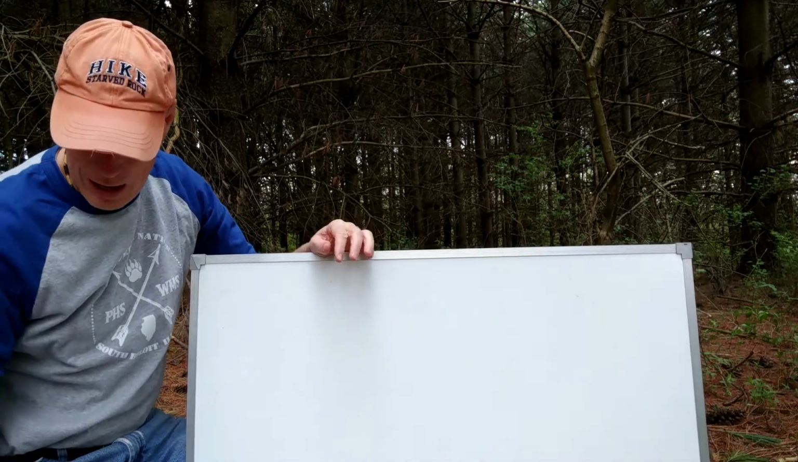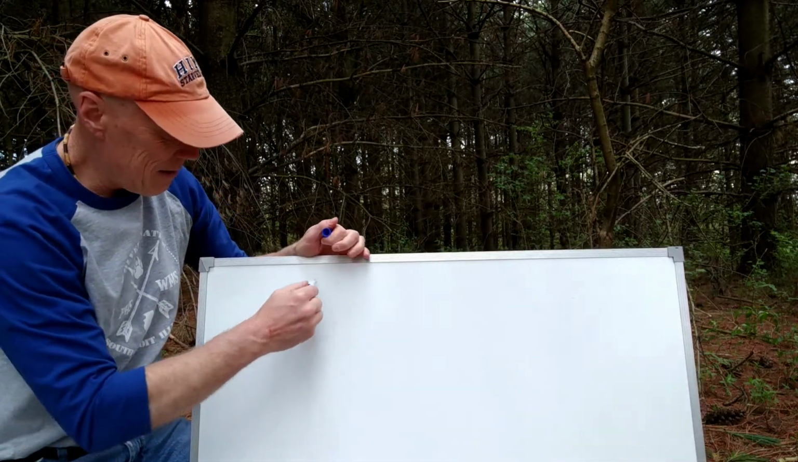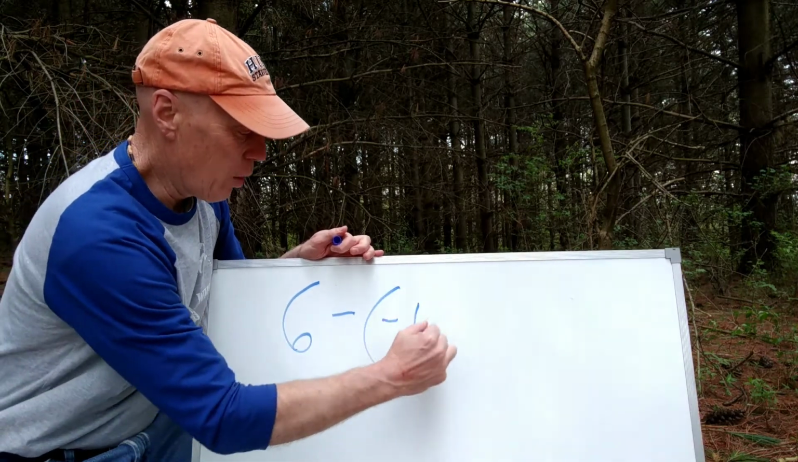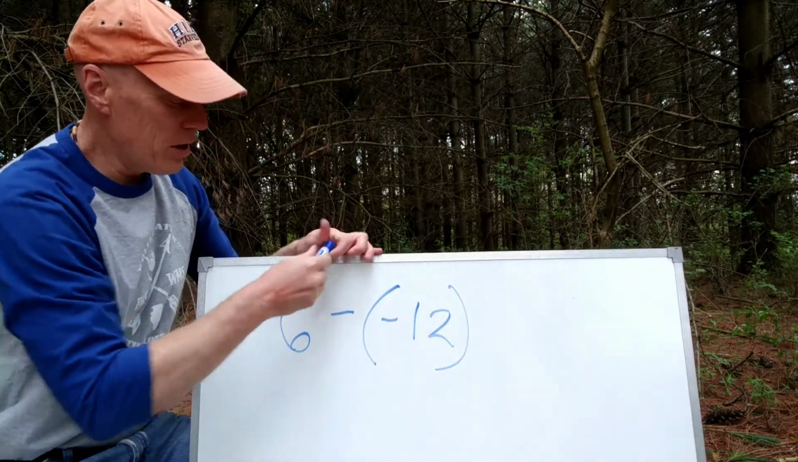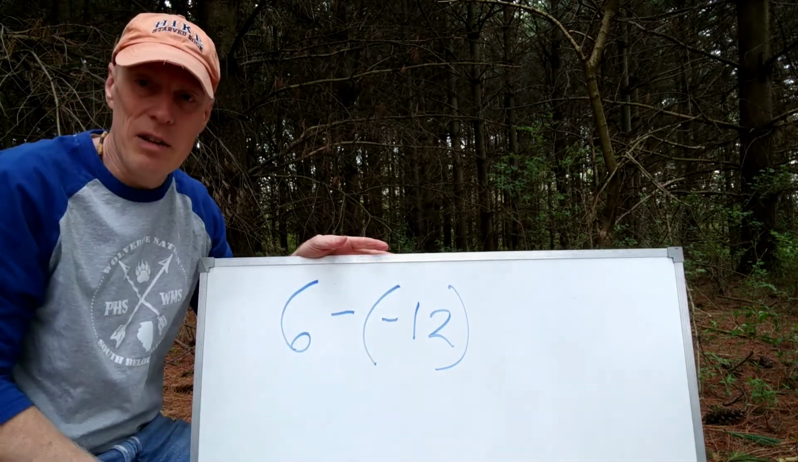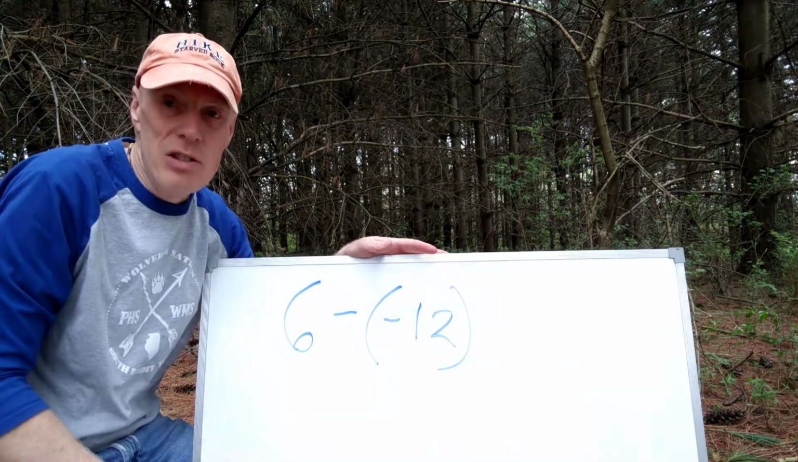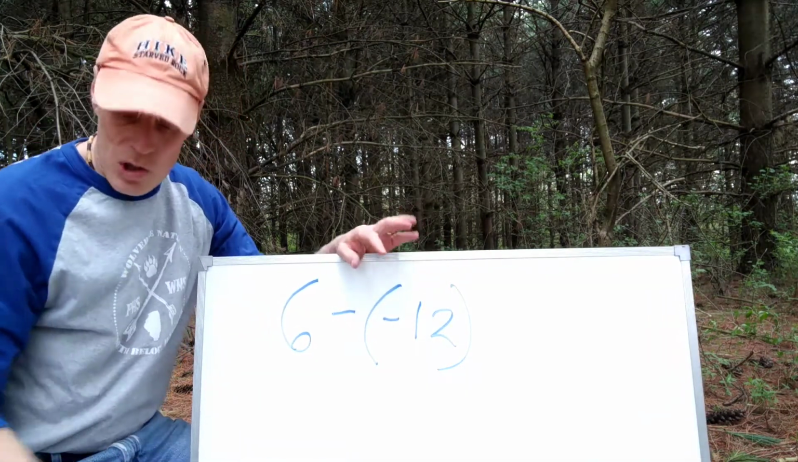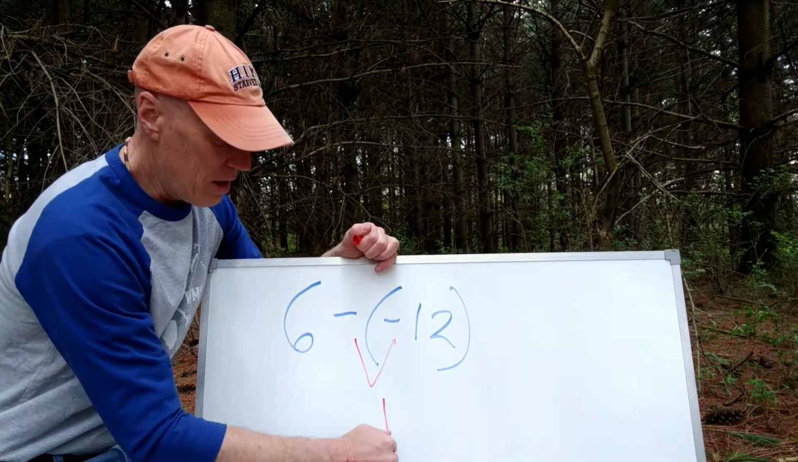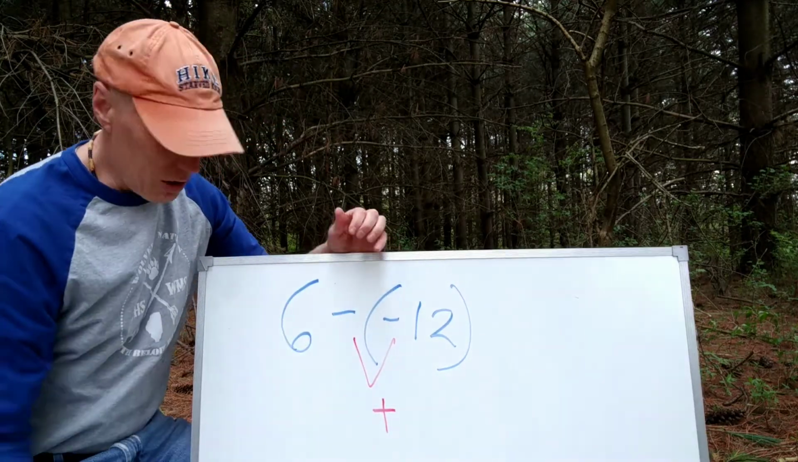All right, last problem. 6 minus negative 12. What do you notice? This one's positive because there's no sign in front of it. And we're going to subtract the negative 12. But these two signs are next to each other. And when they are next to each other, 2 negatives make a, that's right, I can hear you saying it at home, a positive. So then we just bring these down.